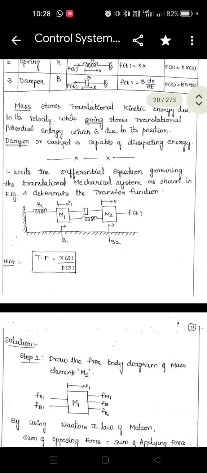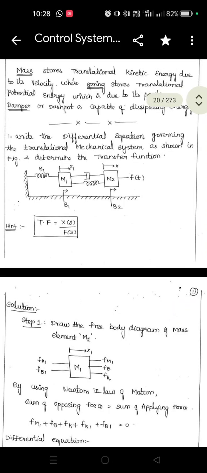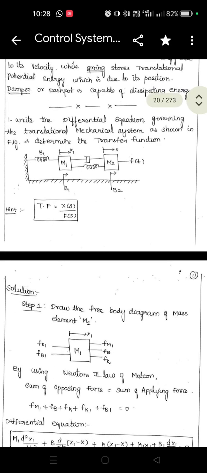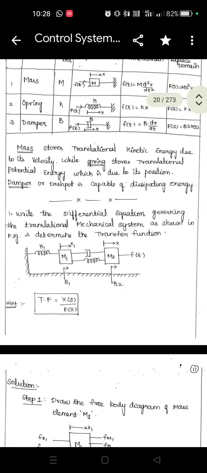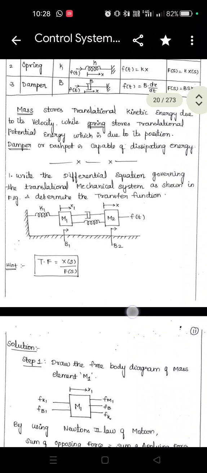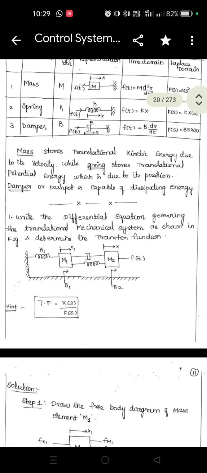Okay, so this is your first problem. Write a differential equation for the translational mechanical system as shown in the figure. Determine the transfer function. So what is a transfer function? Because mechanical modeling in this topic itself is transfer function modeling. What is a transfer function? Laplace transform of output divided by Laplace transform of input. Am I right? So here force f of t is your input term.